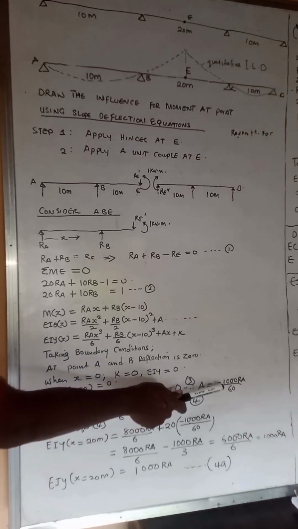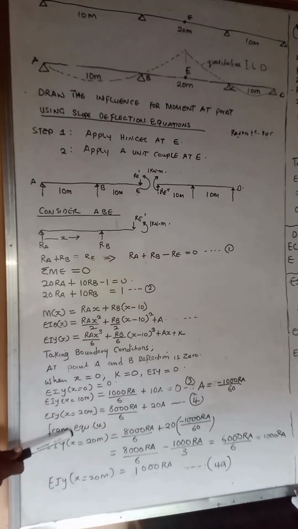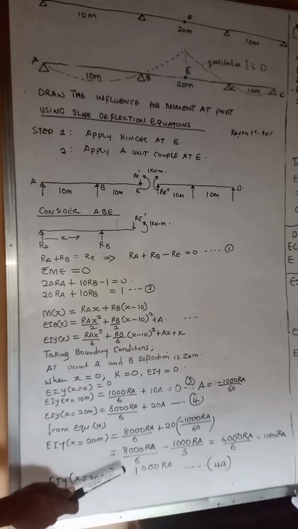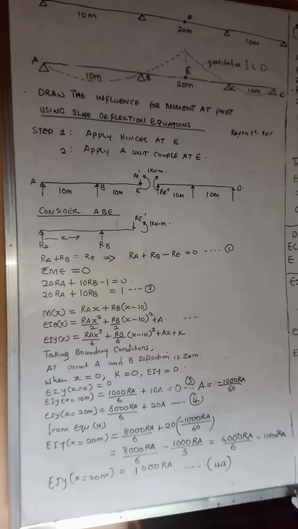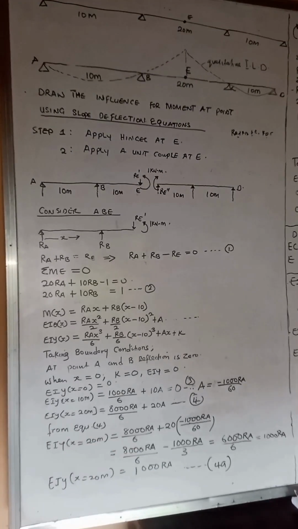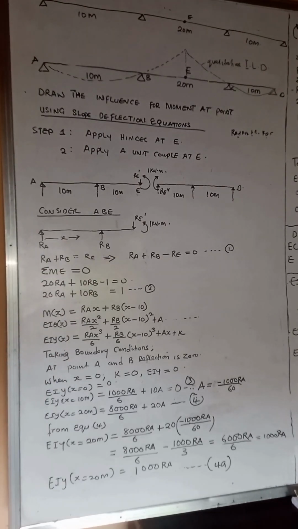Now substitute the value for A obtained from equation 3 here. We have A to be minus 1000 RA over 60. If we substitute that here, we are going to have the general expression at point x equal to 20 meters, which is at point E. That is, the deflection at that point becomes 1000 RA. So we'll call that equation 4A. We've obtained the deflection at point E, which is 20 meters away from support A.